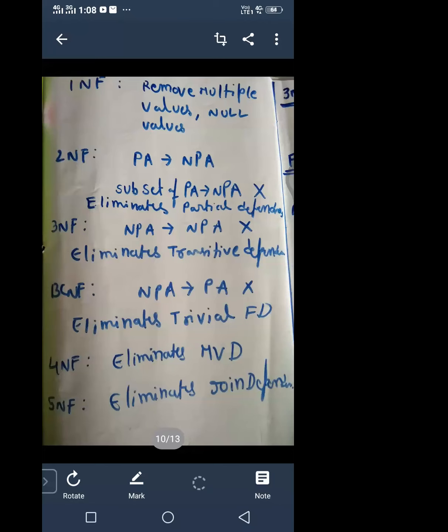In this way, we are considering a set of normal forms to avoid redundant data in the database. I hope all of the members were able to understand this.